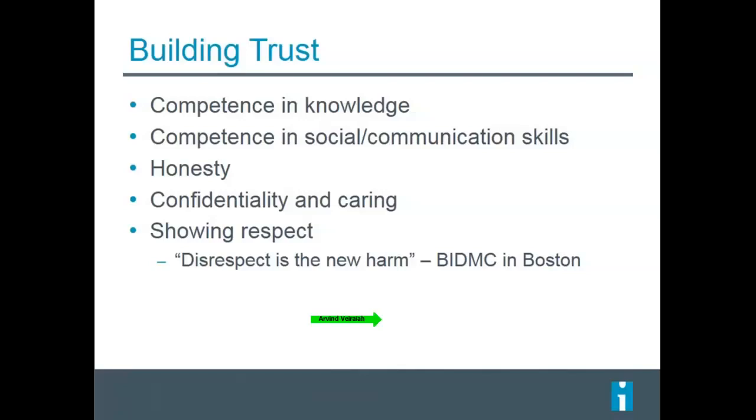Patients expect honesty from us. That transparency piece, that we are honest with our patients about the treatment options they have, and also, if something bad happens, that we are honest with them about what happened. They are definitely interested in confidentiality and in the caring that patients receive from their doctors. The What Matters to You campaign is one way that we show that we care, that we are interested. Now we have to follow up on that. It's not enough just to ask. And of course, patients expect us to show respect. At Beth Israel Deaconess Medical Center here in Boston, they are now pursuing disrespect as one of the harms that we need to deal with.